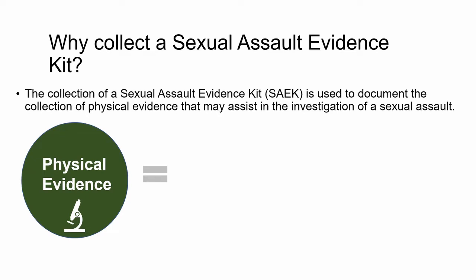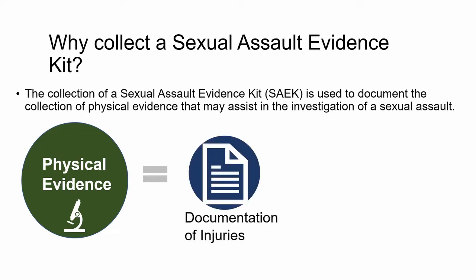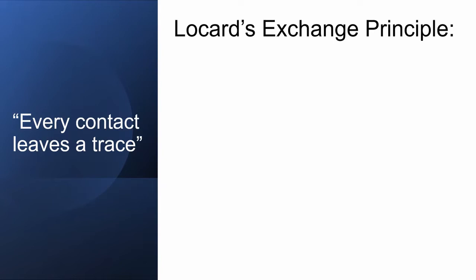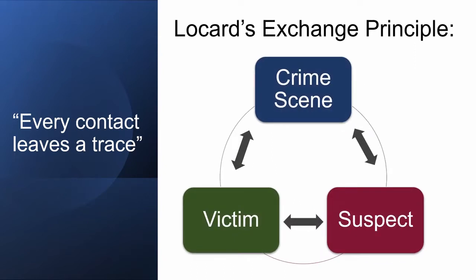Physical evidence includes the documentation of any injuries and tenderness, as well as the collection of forensic specimens such as swabs, urine, blood, and clothing. Locard's exchange principle states that every contact leaves a trace. With respect to a sexual assault examination, this includes evidence that may be collected from the victim, the suspect, and the crime scene. The sexual assault kit is the collection of physical evidence from the victim.